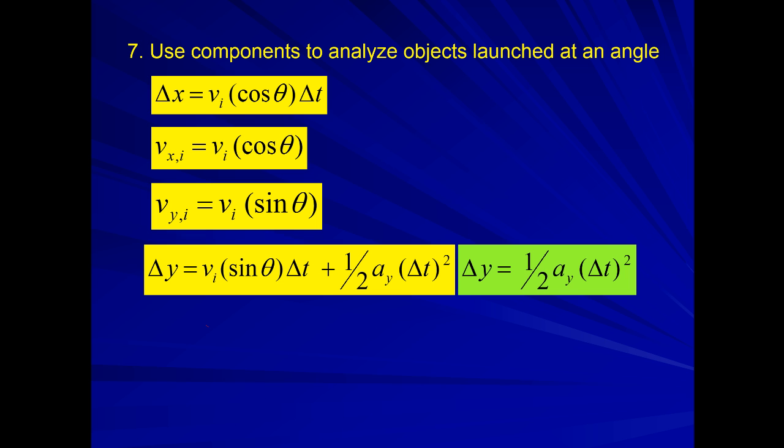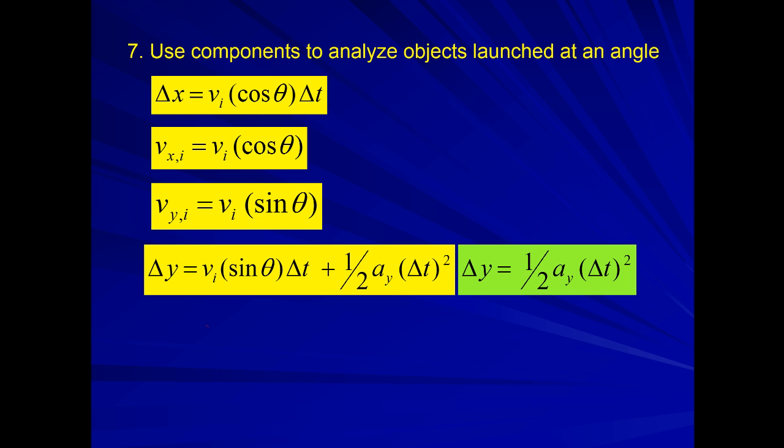Now we do have an initial velocity in the y direction, but rather than just saying vi delta t, we have to say vi sine theta delta t, because vi is on an angle, and a is vertical. So we want to make sure we're only using the vertical part of that motion.